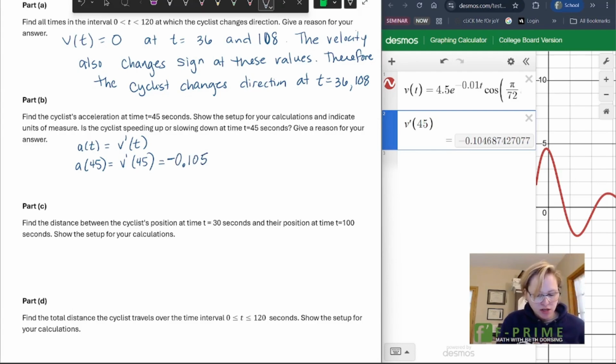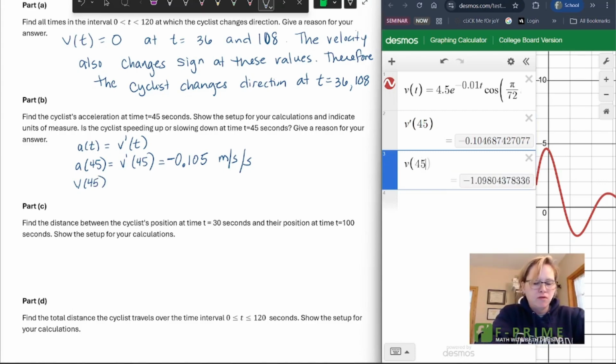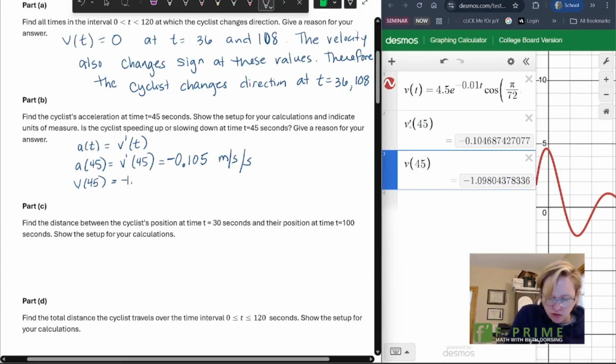So there's my acceleration, and then it wants units. So anytime I do a derivative, I'm going to take the meters per second, and I'm going to add a per time, or in this case it's time. So meters per second squared, or meters per second per second. Then it wants to know if the cyclist is speeding up or slowing down. So in order to know what's going on here, we also need to know the velocity. So I'm going to find the velocity at time 45. And the cool thing is Desmos will also do that for me. So I'm going to type in v of 45, and it's going to spit out the number, and I'm going to record that, negative 1.098 meters per second.